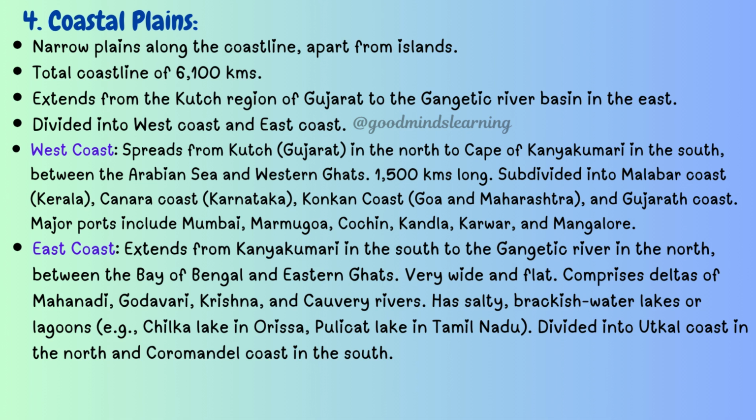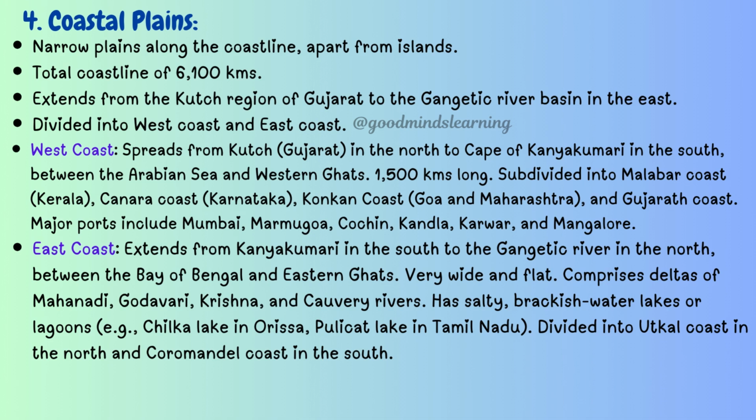4. Coastal plains. Narrow plains along the coastline, apart from islands. Total coastline of 6,100 kilometers. Extends from the Kutch region of Gujarat to the Gangetic River basin in the east. Divided into West Coast and East Coast. West Coast spreads from Kutch, Gujarat in the north to Cape of Kanyakumari in the south, between the Arabian Sea and Western Ghats.